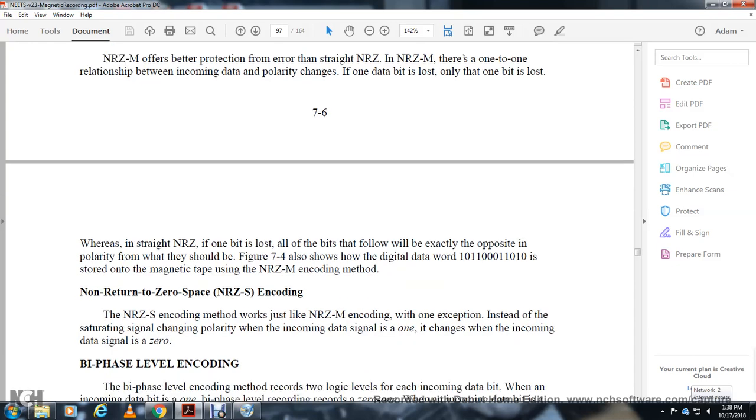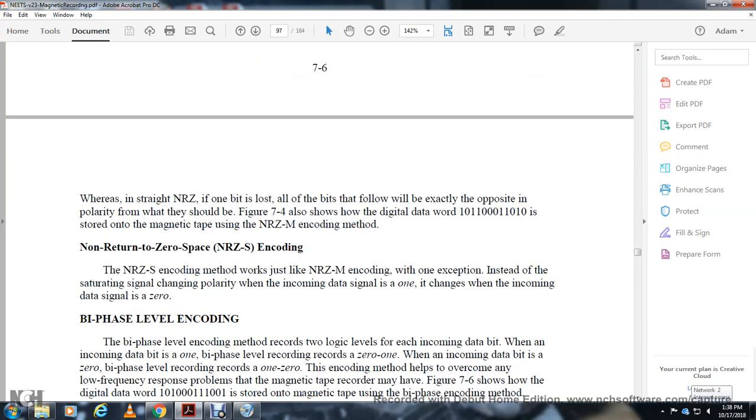Or non-return to zero space encoding. The non-return to zero space encoding method is just like the non-return to zero mark encoding method, with one exception: instead of the saturating signal changing polarity when the incoming data signal is 1, it changes when the incoming data signal is 0.